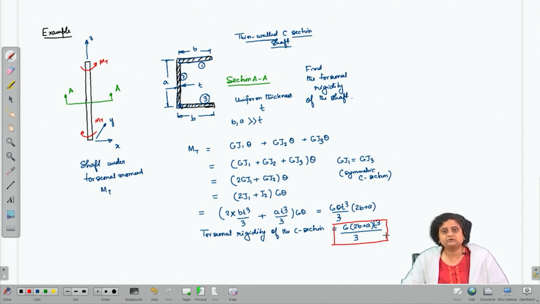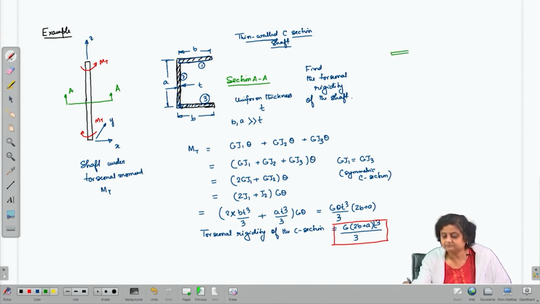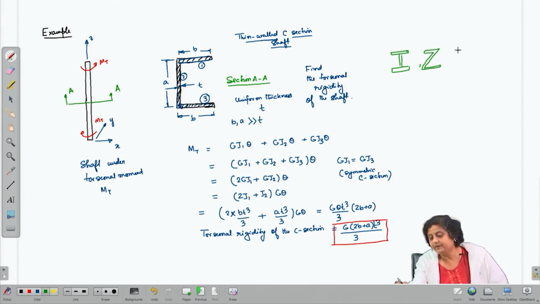Those closed cross sections we cannot obtain, but for any open cross section, it could be an I beam, it could be a channel section, it could be an L section, any section that we can think of, but open, can be modeled using this concept.